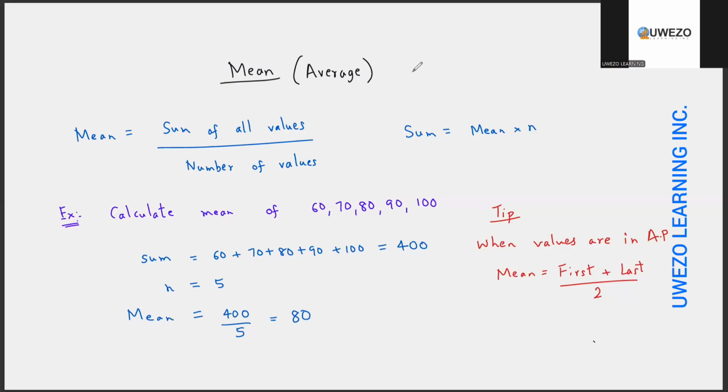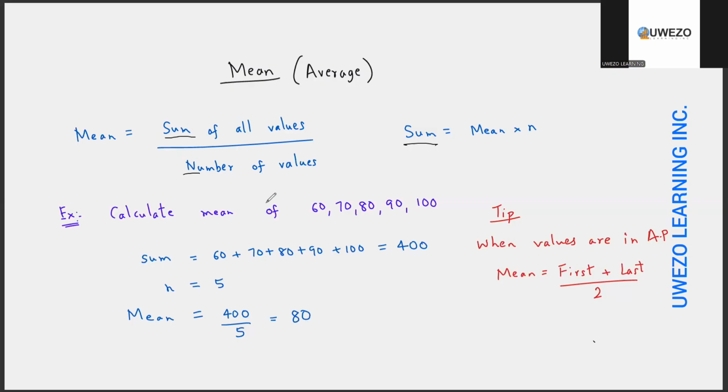First up, the most important concept of statistics is the mean, or the average. To calculate the mean, we do the sum of all values divided by the number of values. When the mean and the number of values are already given, from the same formula we can calculate the sum, which is equal to the mean times the number of values.